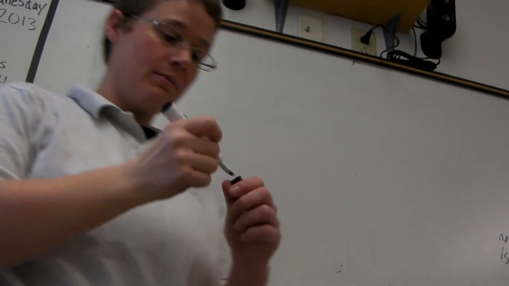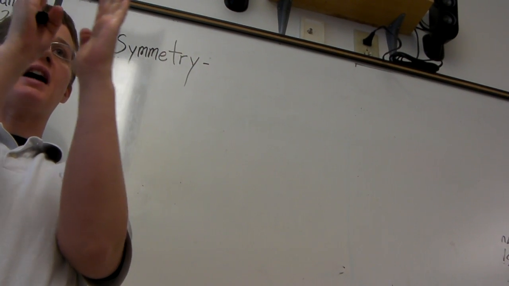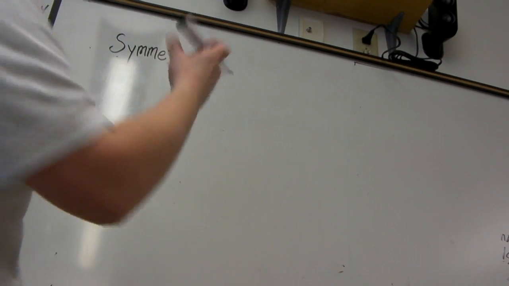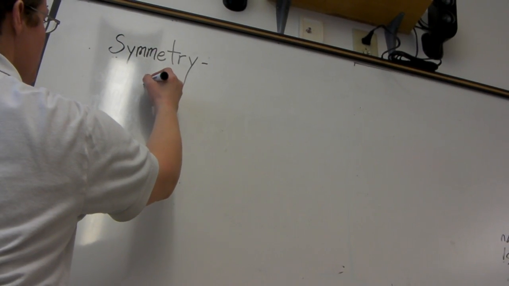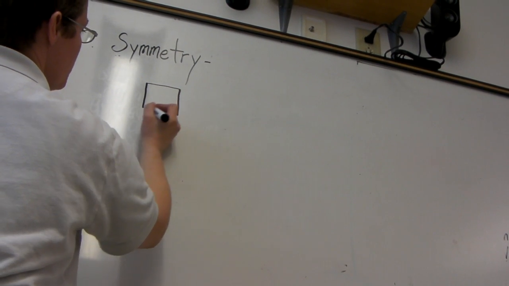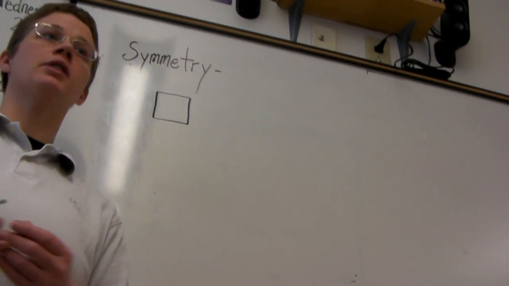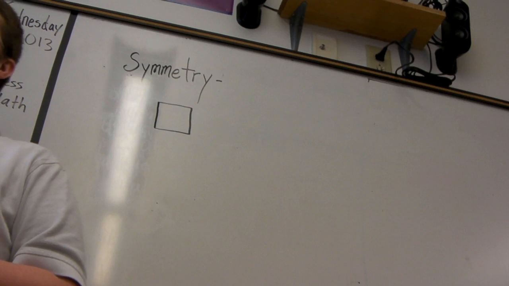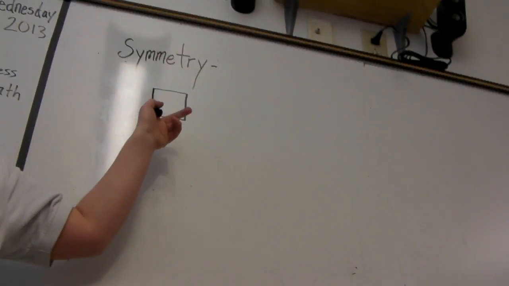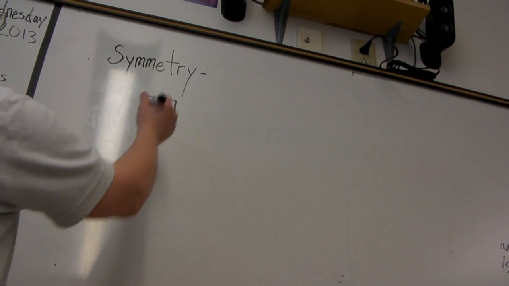Symmetry is basically when you can fold something in half exactly, it has a line of symmetry in it. If I draw a picture, I want you to tell me how many lines of symmetry this has. This is supposed to be a square. I want you to show me with your fingers how many lines of symmetry you think that square has. How many ways can I fold this square so that it's going to be exactly in half? I'll show you how many ways.